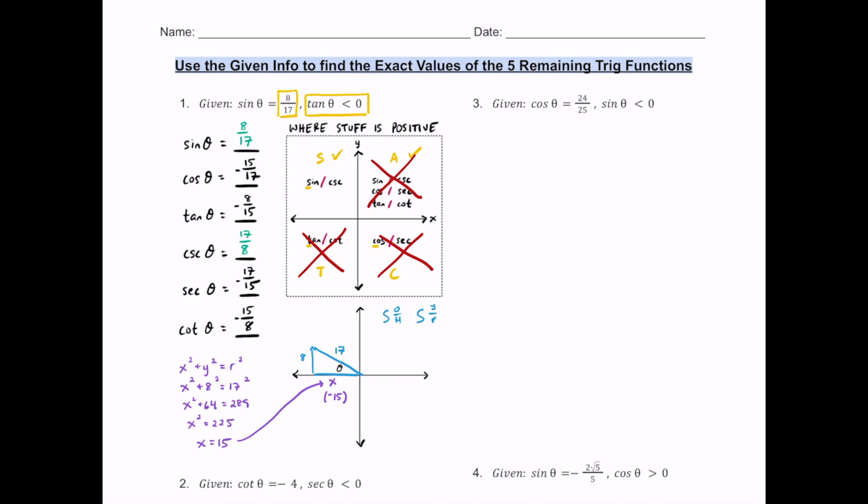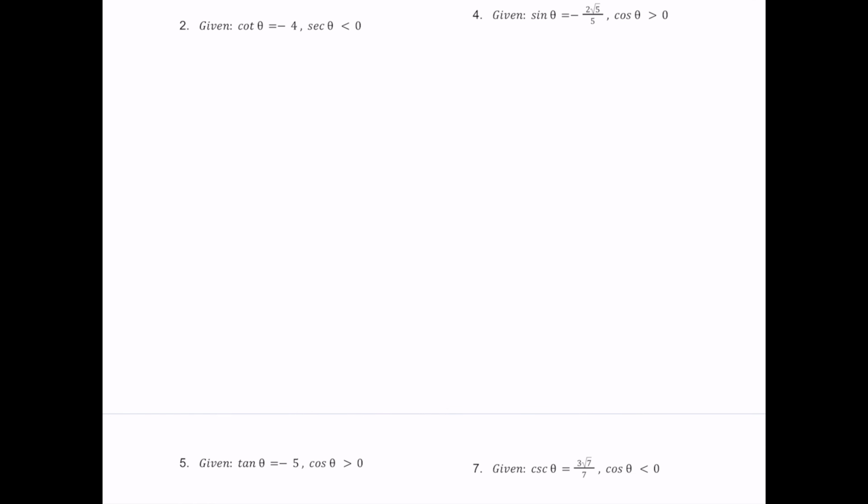Let's try another one together. For number 2, we're given that cotangent of theta is equal to negative 4, and secant of theta is less than 0. So we're looking for 6 different trig functions, but we are already given one to begin with. So we know cotangent of theta is equal to negative 4, so we can go ahead and write that in for cotangent. And that's the same thing as negative 4 over 1, right? So if we go ahead and write that as negative 4 over 1, then we know that tangent is going to be the reciprocal, and that's going to be negative 1 over 4.